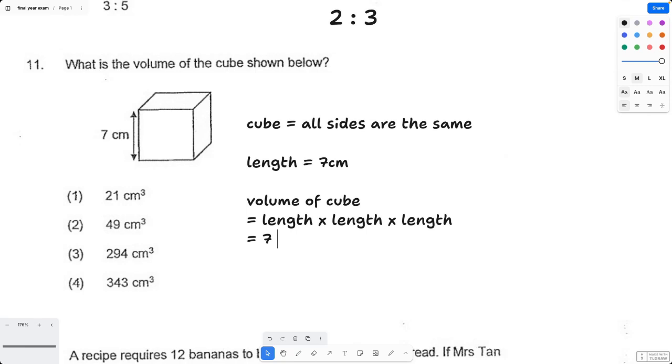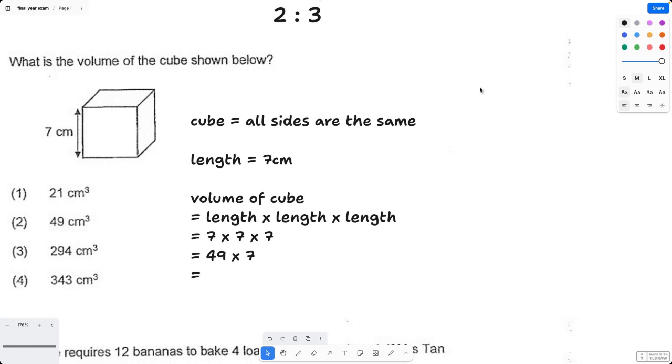So that means you have 7 times 7 times 7. If you know your 7 times table, 7 times 7 is 49, times 7. So what would this give us? You can do the workings. So 49 times 7 in this case. So then what is this equal to?